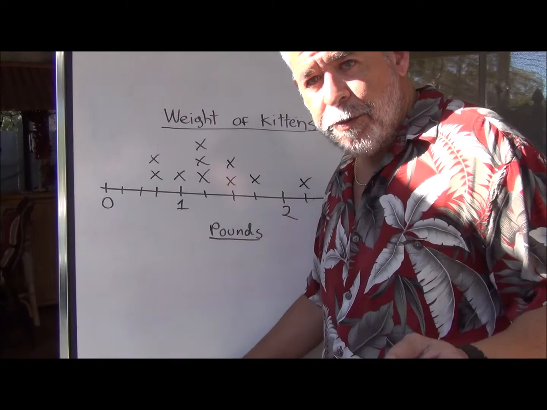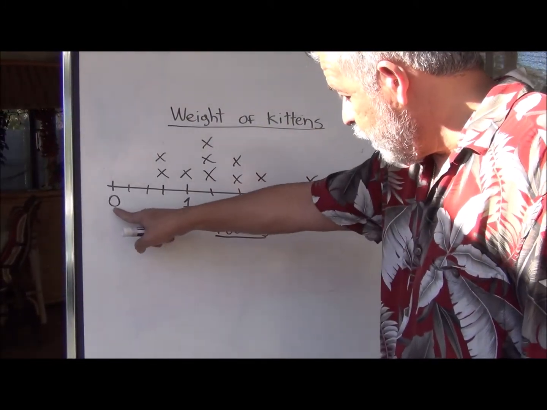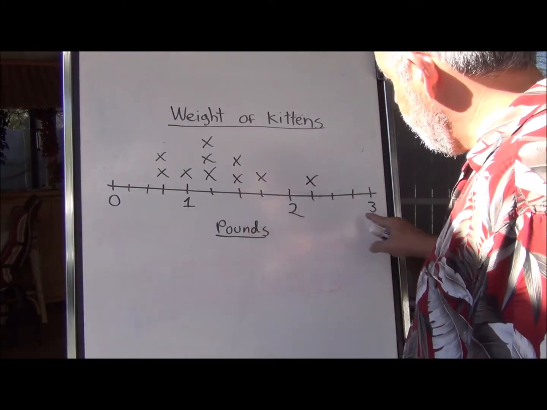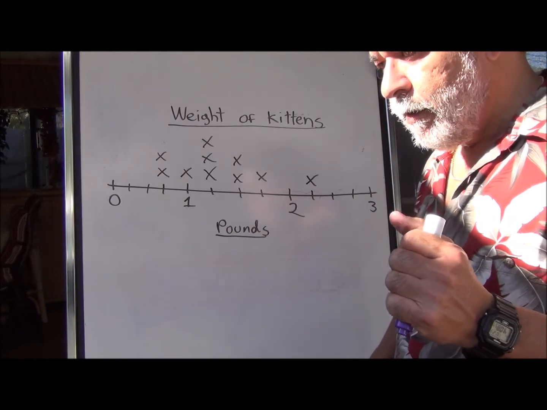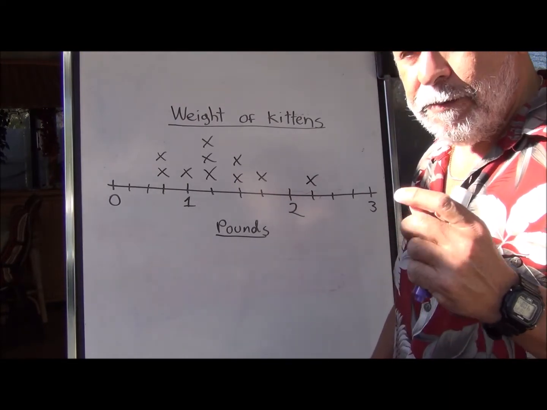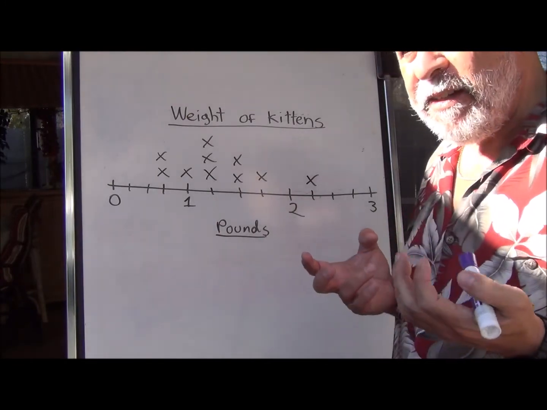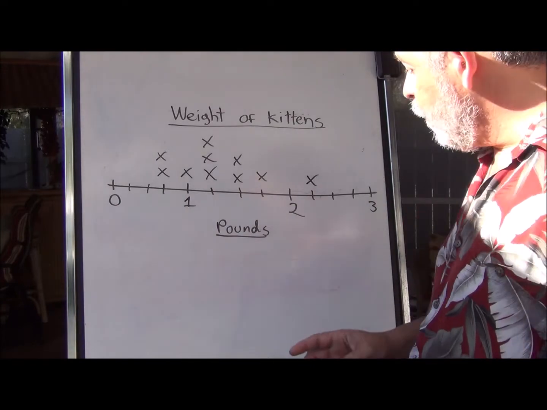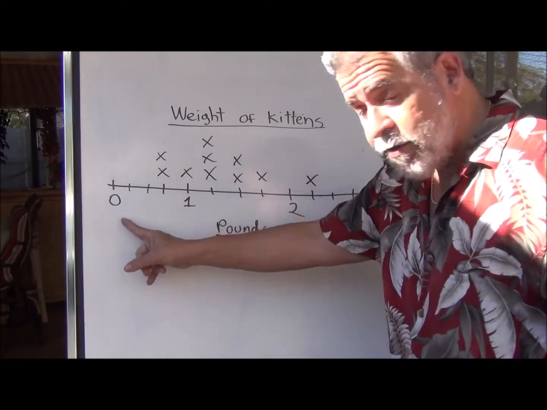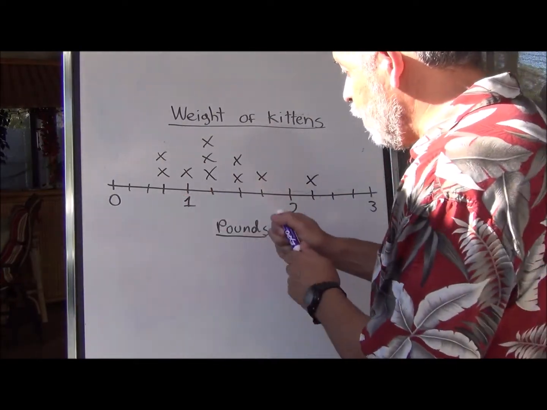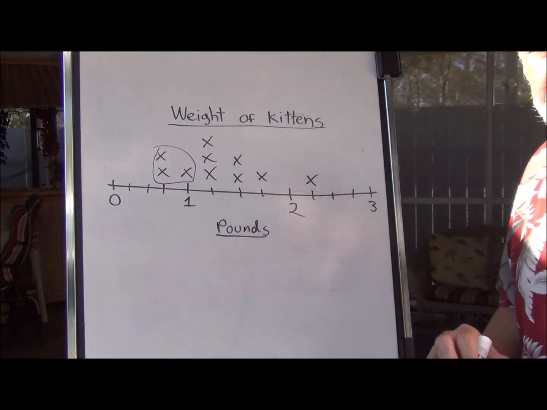So here's problem number 2. We have weights of kittens in pounds. So that's 0, that's 1, that's 2, that's 3. Now the problem is asking for the weight of the 3 lightest kittens that there are. So we have to identify the 3 lightest ones. Obviously, if that's 0 and that's 3, the lightest ones are going to be closer to 0. So you need to pick out those 3. That's step 1. So we got 1, 2, 3. Those are the 3 lightest kittens.